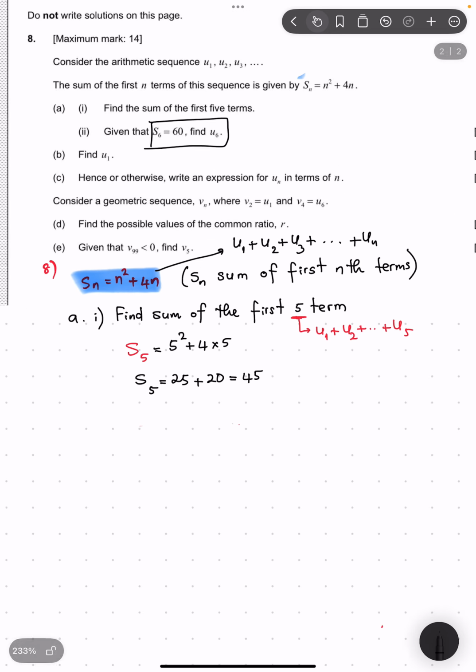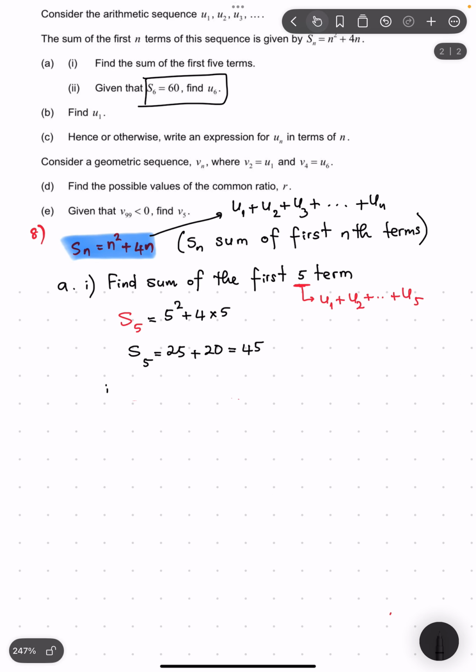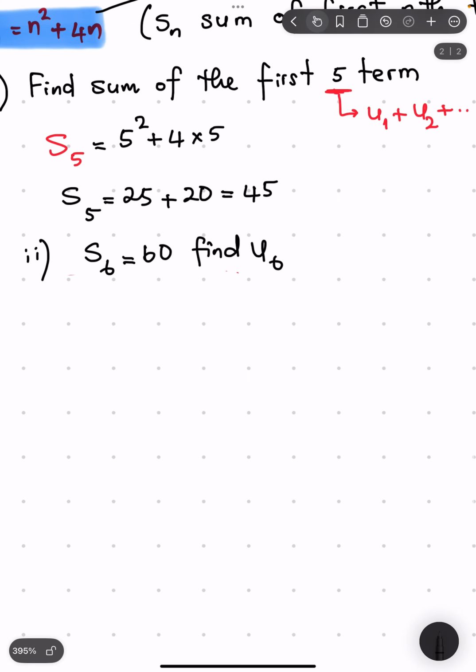Okay, and for part ii, they give us S6 equal to 60, and they want us to find U6. In general, Sn minus Sn minus 1 is going to be Un. What is Sn and Sn minus 1? Sn minus 1 is the sum of the first n minus 1 terms, and Sn is the sum of the first n terms. For example, S11 minus S10 is going to be U11.